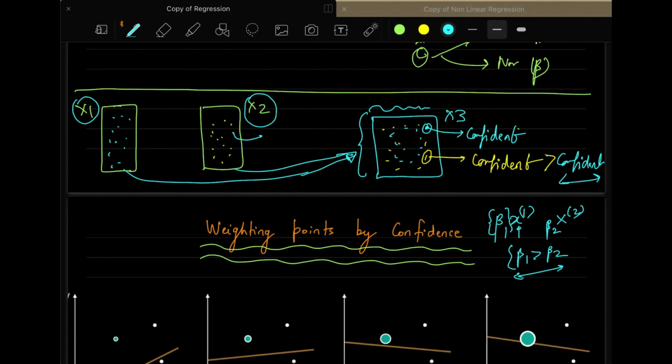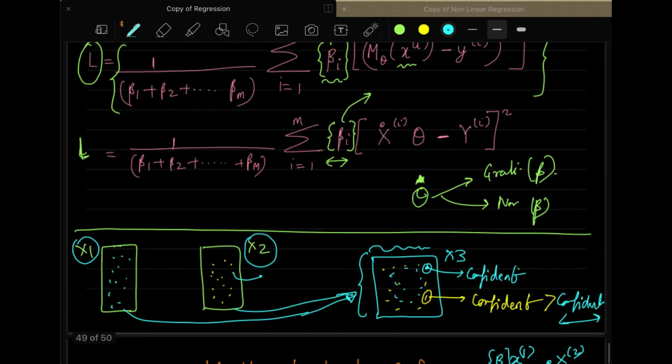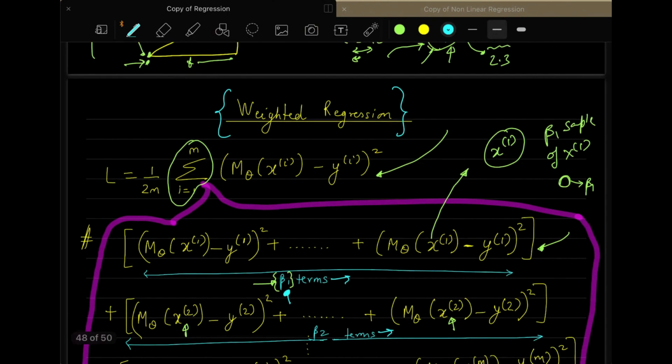So when you multiply beta 1 with x1 and beta 2 with x2, this again falls in this particular setting, which is the weighted regression setting. So you immediately realize, okay, you got this problem, and when you try to solve it, again it falls into the weighted regression setting. So this shows you an important thing.